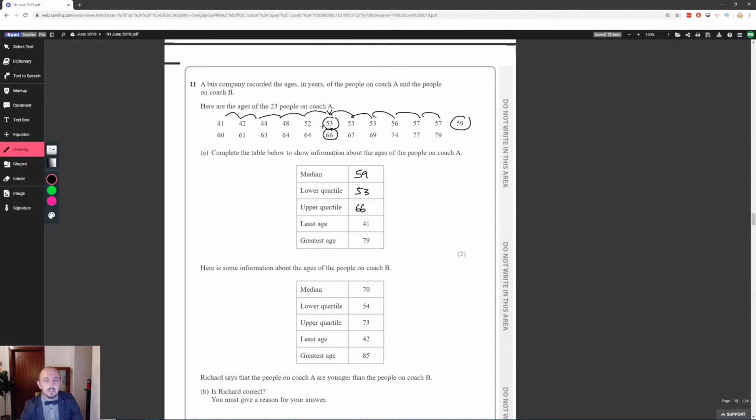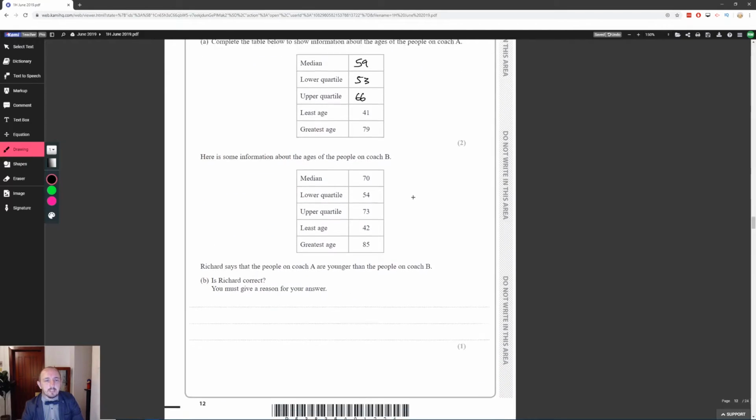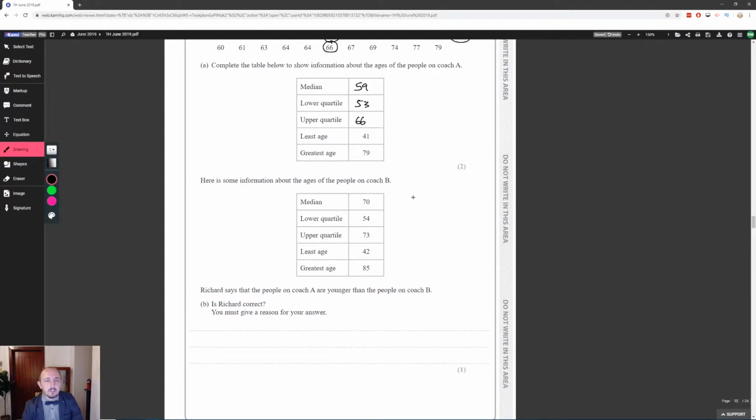Okay. So we have some information about the ages of the two coaches. Richard says that coach A are younger. So let's have a look at each data point. We've got 59 for the median. So yep, they're younger there. The lower quartile is younger. Everything there is younger. So you would say yes to that one because all of the measures, e.g. median, are younger. So I would agree with that.